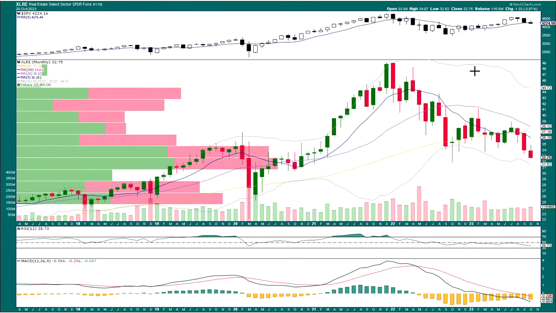So this is the real estate monthly. Breaking down, this candle did close below this area. Is signaling a move down. MACD is bearish there as well. Overall downtrend.